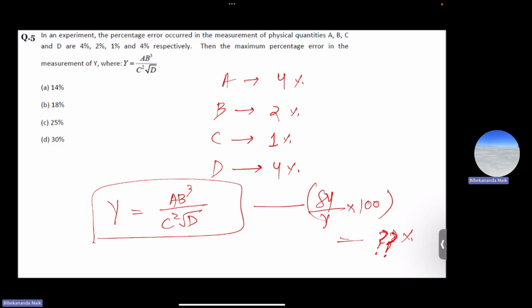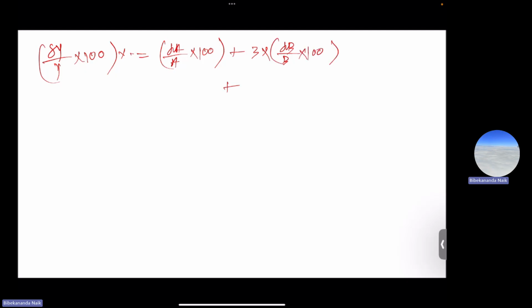So again, this is pretty much simpler. So y by y into 100% will be a by a into 100 plus 3 into db by b into 100 plus 2 into dc by c into 100 plus half into dd by d into 100.